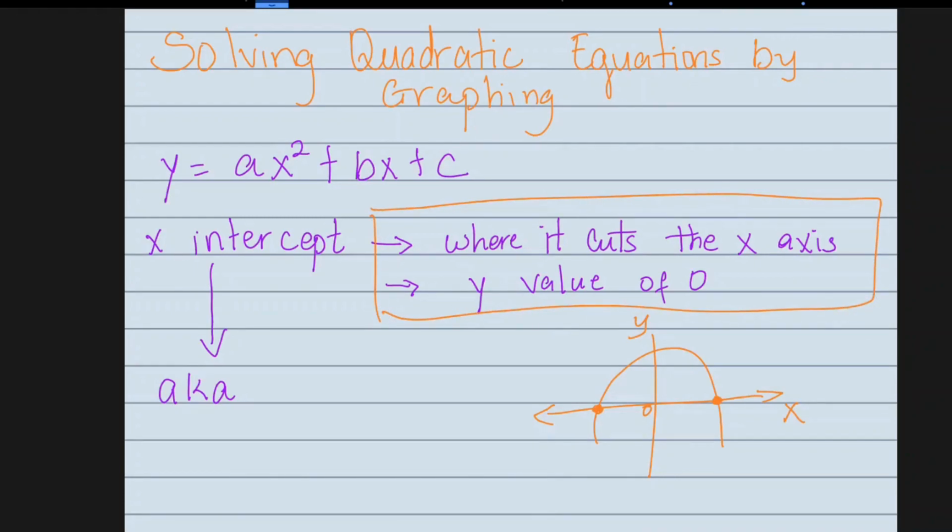Now there are 2 other terms we can refer to our x-intercept as. One is known as your roots, or we can also call it your solutions. So if they ask you to solve your quadratic equation, you look for your roots or your solution, which is also your x-intercept. So let's look at some examples.